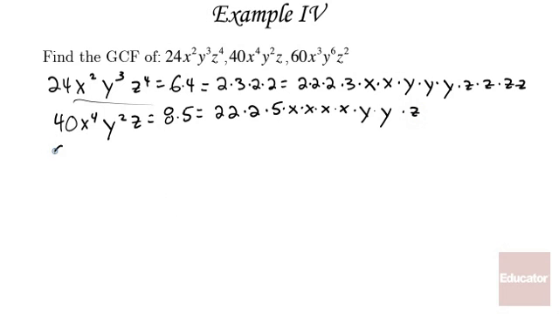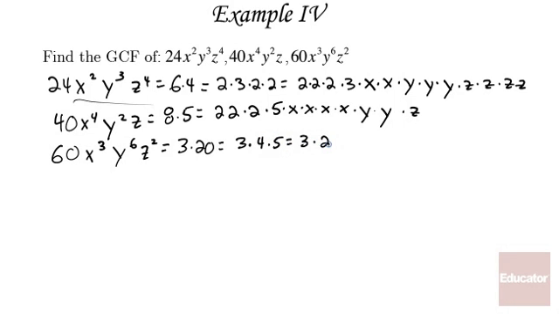Okay, finally, 60 x cubed, y to the sixth, z squared. 60 factors out to 3 times 20, which further factors out to 3 times 4 times 5. Keep going till you get 3 times 2 times 2 times 5. In standard form, 2 times 2 times 3 times 5. This is standard form of prime factorization of 60.